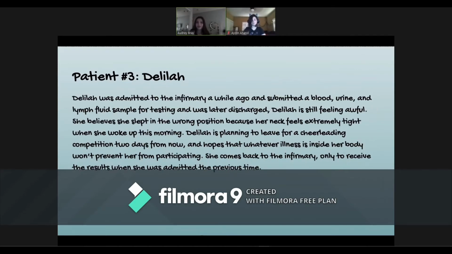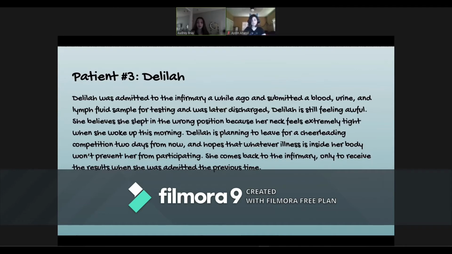And then our third patient is Delilah. Delilah was also admitted to the infirmary a while ago. She submitted blood, urine, and lymph fluid samples for testing and was later discharged. She felt awful. She was complaining that her neck hurt, and she just thought that it was because she was sleeping in the wrong position. She was planning to leave for a cheerleading competition 2 days from now, and she hopes that whatever illness she has will not prevent her from participating.